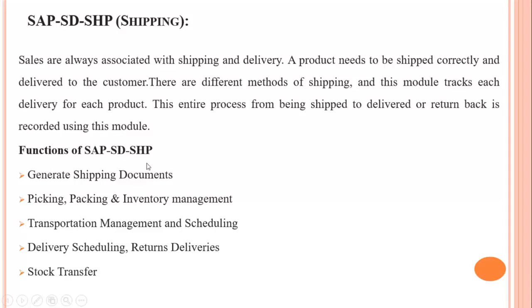Functions of SAP SD SHP: generate shipping documents. The documents that are associated with the shipping of the product, you have to generate and keep record of all those documents. Second is picking, packing and inventory management. So you have to pick the product from the warehouse, then pack it and then keep the record of its stock. These all activities come under the shipping. Third is transportation management and scheduling, then delivery scheduling and return delivery, then stock transfer. All these are the functions that are to be performed by this module.